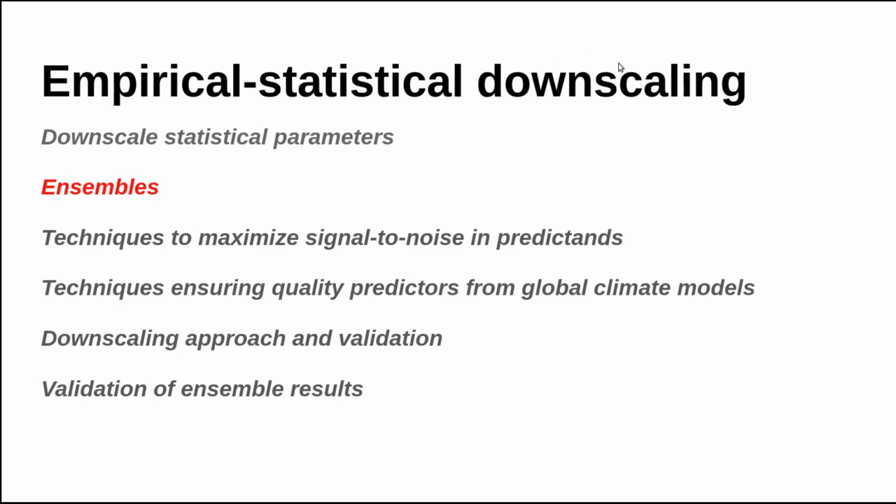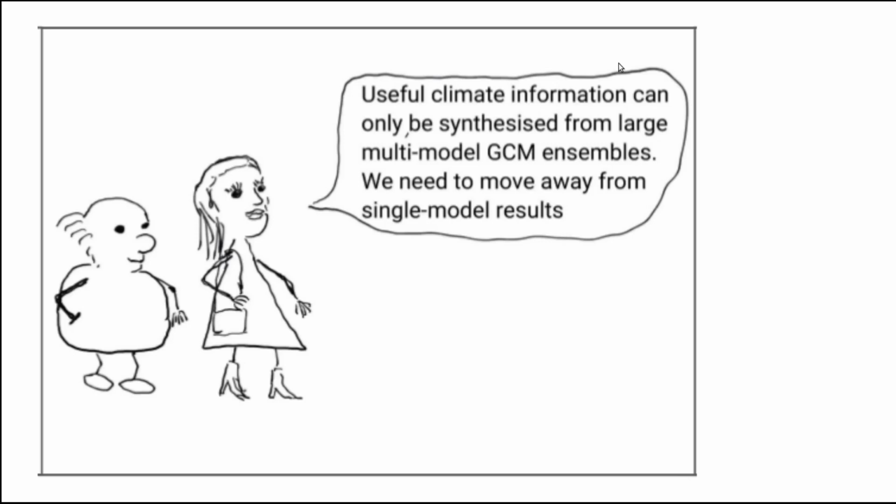I also want to say something about how to use ensembles when it comes to downscaling. So basically, if we have small ensembles of too few global climate model simulations, then we run into a problem called the law of small numbers, and the results are not very robust, because there is a random component in terms of the internal variability, or regional variability. And so in order to get useful climate information for the future, that can only be synthesized from large multi-model GCM ensembles. So we need to move away from single model results.